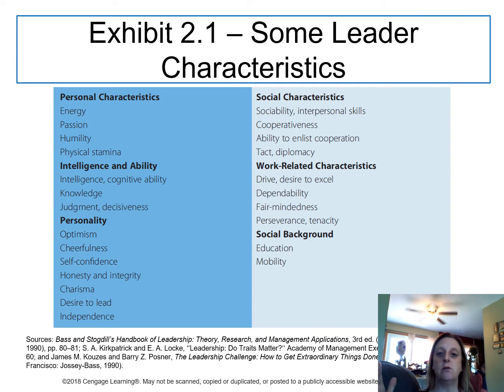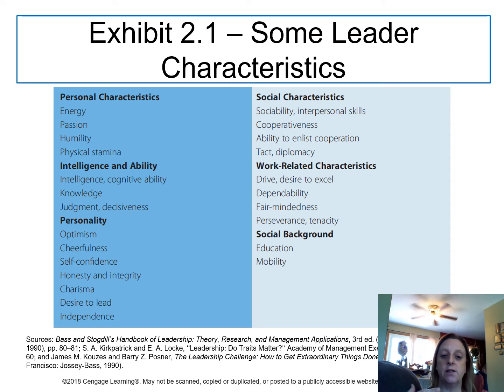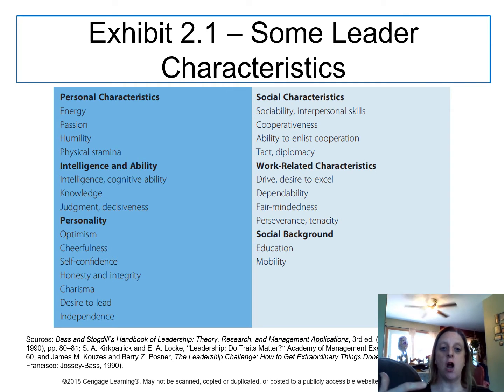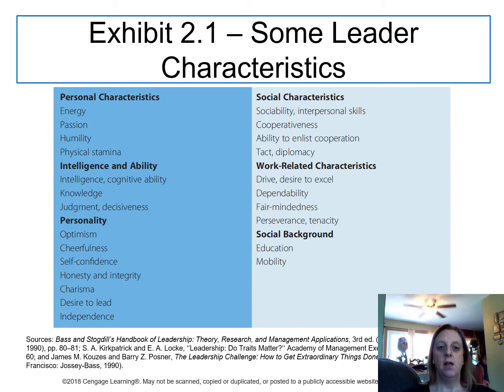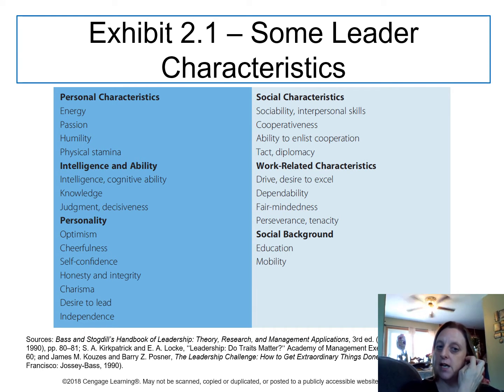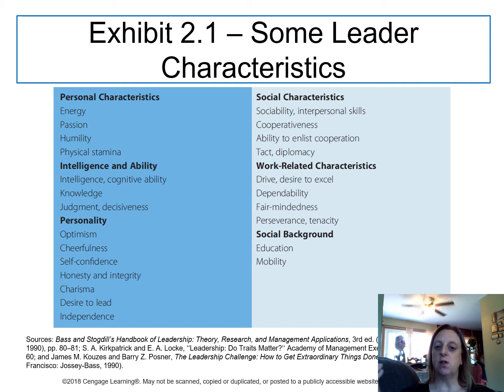So in addition to the leadership characteristics that we've already kind of focused on, this slide shows what other characteristics of strong, successful, effective leaders have also been shown to arise in the leadership research realm. So they've got it identified as personal characteristics, as well as intelligence and ability and personality, also characteristics related to their socializing skills or traits, work-related characteristics, and their social background.